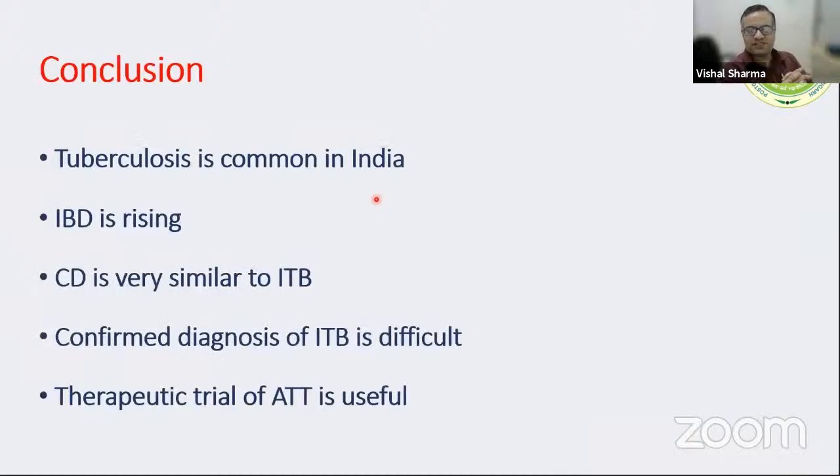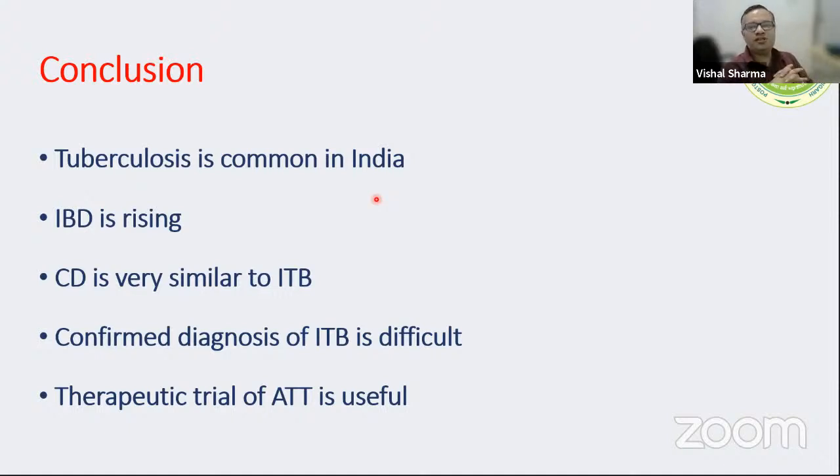Ladies and gentlemen, I will conclude by saying that TB continues to be a problem in India, and GI TB is a very, very important pattern of extrapulmonary tuberculosis. IBD is rising, and therefore you will be called upon to discriminate intestinal TB and Crohn's disease. And because the microbiological tests have a low sensitivity, the confirmed diagnosis is not achieved in almost 70 to 80% of the patients.